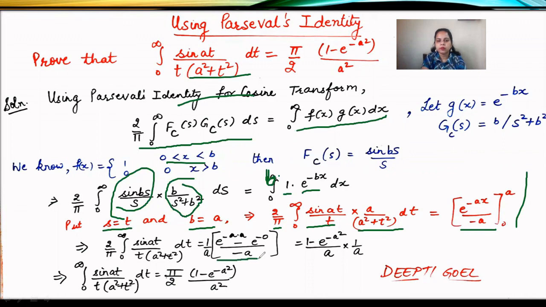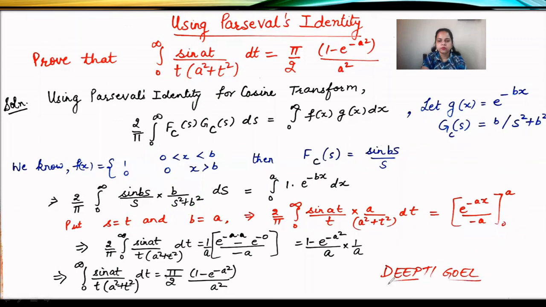So when we do the integration and we substitute the limits, we get the result as e to the power minus a square minus e to the power 0 upon minus a, and e to the power 0 is nothing but 1. So it is 1 minus e to the power minus a square by a, and there is an a in the denominator outside the bracket also. So we get the result that the integral 0 to infinity of sin(at) by t into a square plus t square dt is equal to, after shifting the 2 by pi to the right hand side, pi by 2 into (1 minus e to the power minus a square) by a square, which is the desired result.